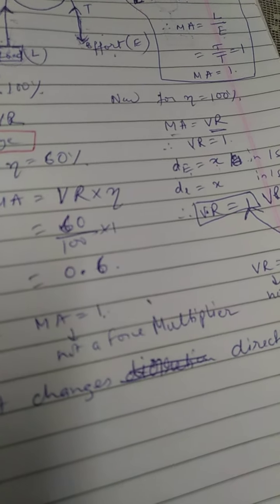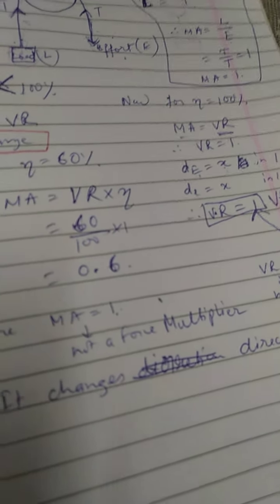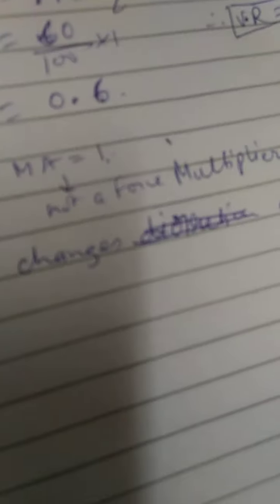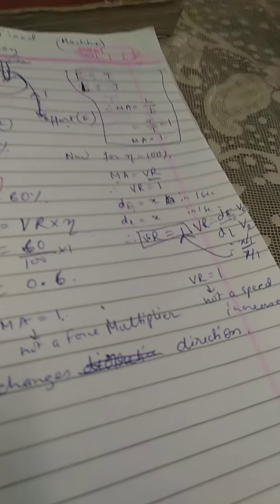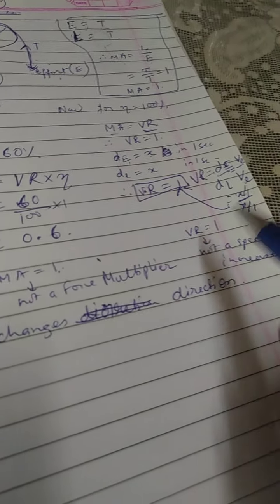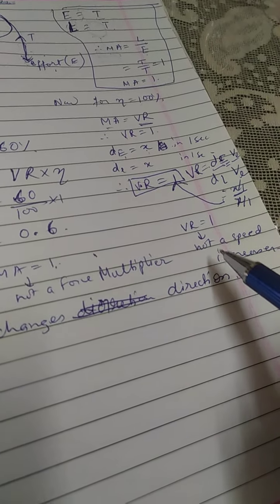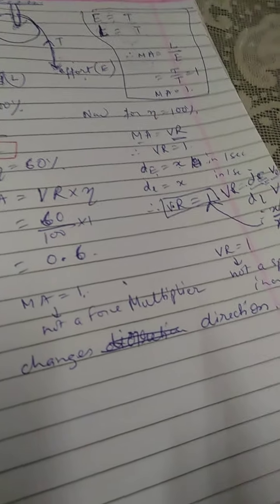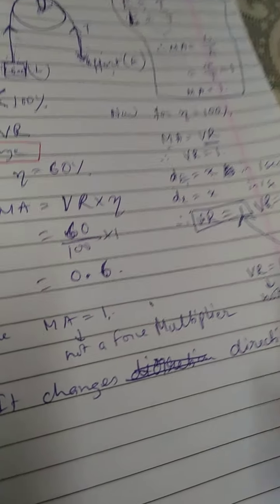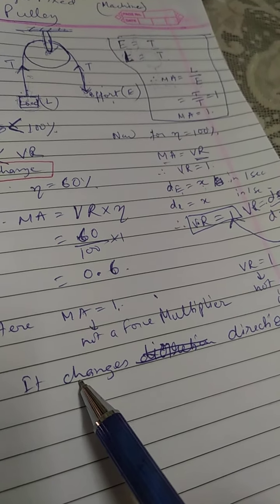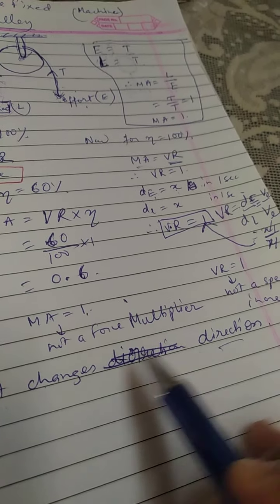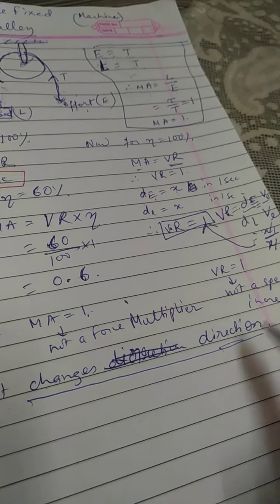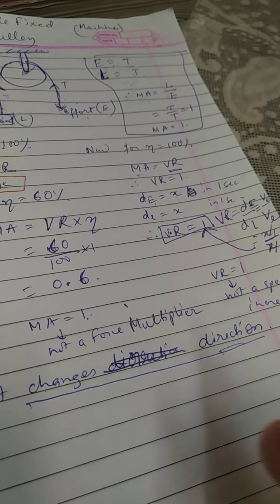That means mechanical advantage 1 means it is not a force multiplier. Similarly, because the velocity ratio is also 1, it is not a speed increaser. So it is neither a force multiplier nor a speed increaser, so what is it? Actually, the use of the pulley is that it changes the direction. Remember, don't forget it. It changes the direction.